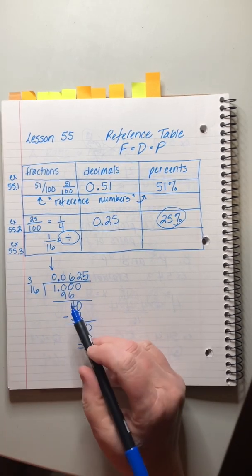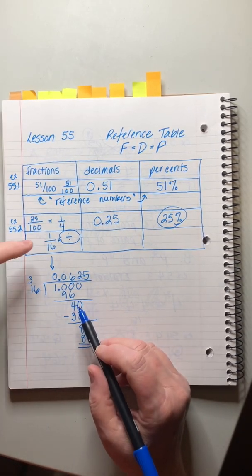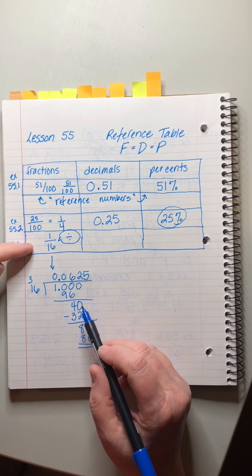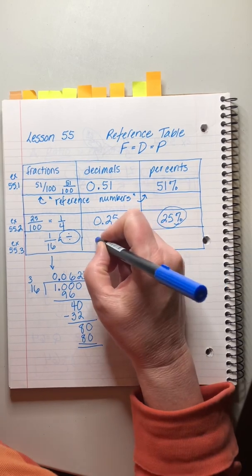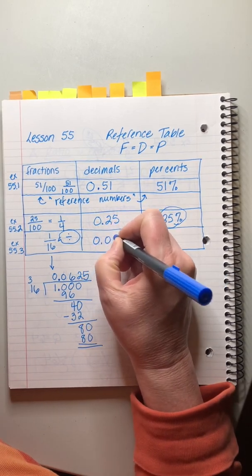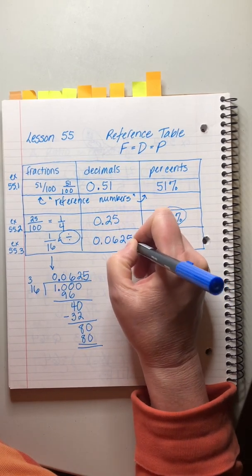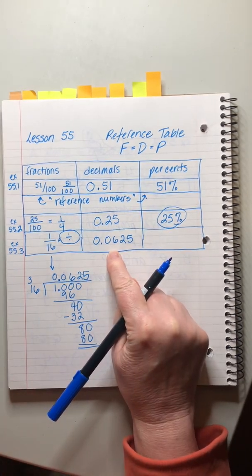Okay, so this is a worst case scenario. This is an example of a number in the fraction column that we cannot do in our heads. We have to actually calculate it. But we figured out that it comes out to 0.0625. That's the decimal number. So we got that one. Beautiful.